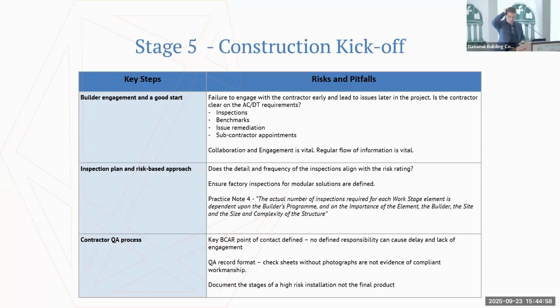We touched on the QA record format. And then in terms of documentation as well, it aligns with three of them: the initial conversation, the inspection plan and the QA records. Certain high-risk installations have multiple stages of installation, and so what we don't want is a finished photograph of a fire door, finished and complete. That's not evidence of compliant workmanship. That's not evidence of a compliant fire door.